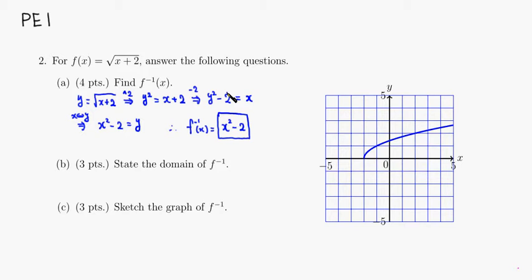Then state the domain of f inverse. The domain of f inverse is the range of the original function. The original function is actually here, so it looks like the range is going to go from 0 to infinity. So the answer is, the domain of f inverse is equal to the range of f, which is from 0 to infinity, so all non-negative real numbers. So that's that.